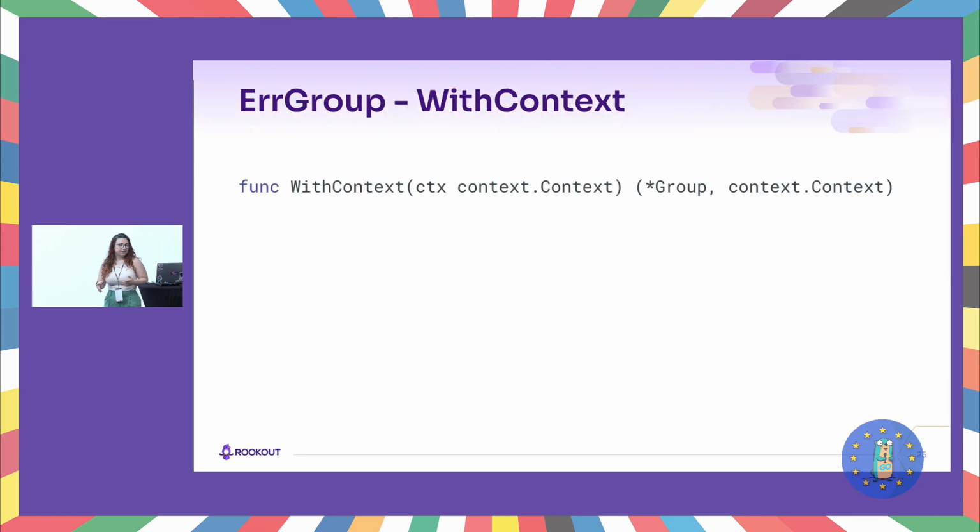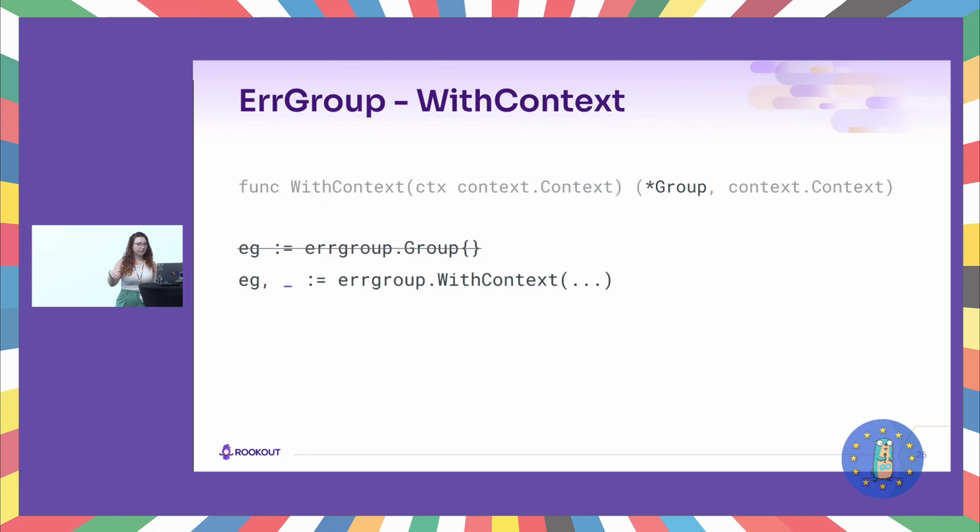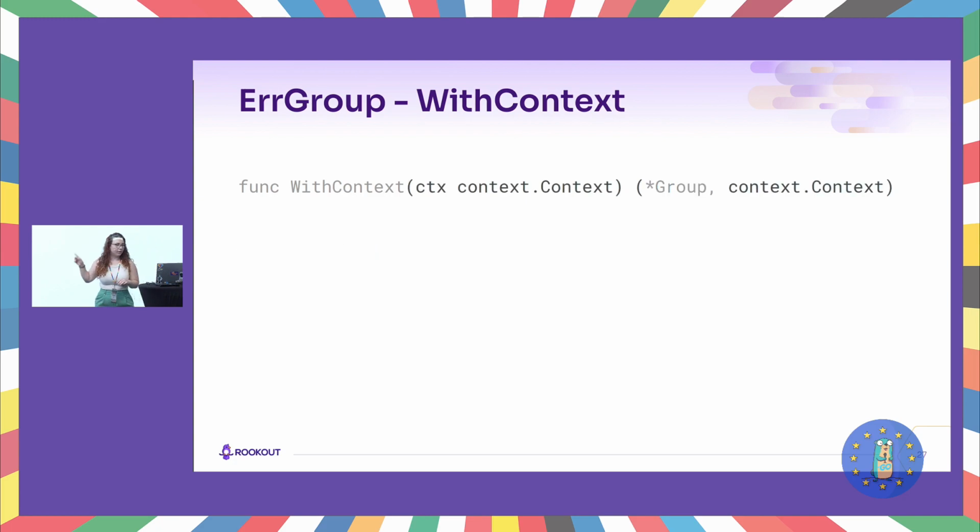Fortunately for us, error group also has this feature, which is called with context. Now, first thing we're going to notice is that it returns a new group. So we don't have to create a group just using the struct creation syntax, but we'll call with context. And the second thing that we can notice is that it accepts a context and it returns a context.